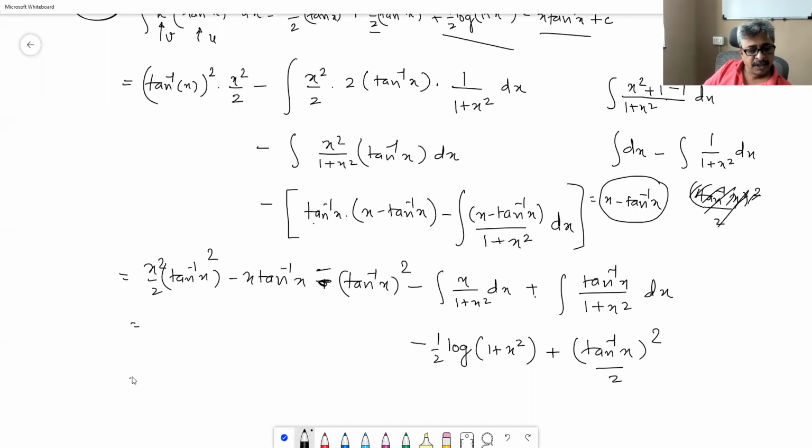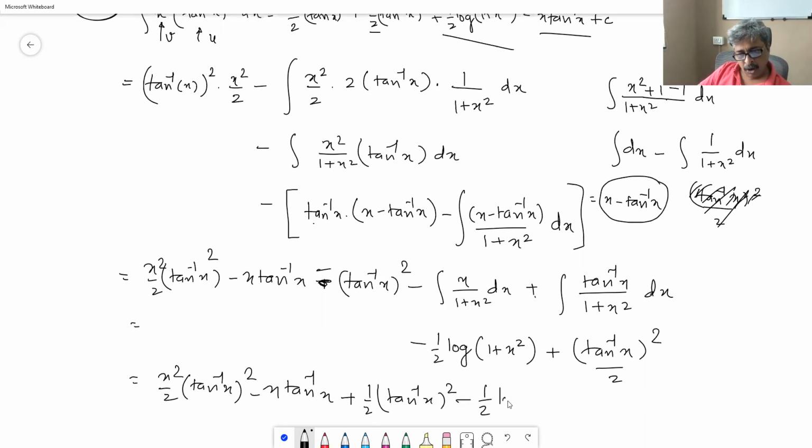And therefore, the final answer is x square by 2 tan inverse x bracket square minus x tan inverse x. This and this combined together is minus plus half tan inverse x bracket square minus half log 1 plus x square plus c. If you differentiate this, huh?